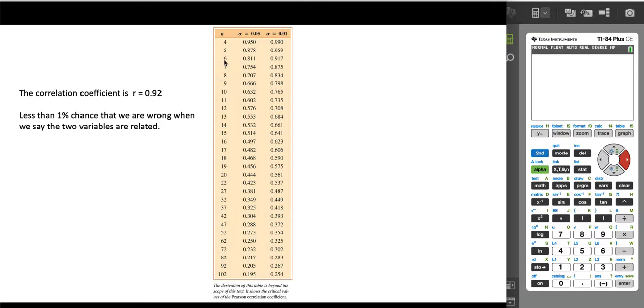So we're going to look at the row that corresponds to 6 pieces of data. We have 6 data points. So for a level of 0.05, we have 0.811. And for a level of alpha equals 0.01, we have 0.917. So 0.92 is higher than both of those. So it's higher than the strictest confidence level we have, which is 0.01, which means there is less than a 1% chance that we are wrong when we say these two variables are related.